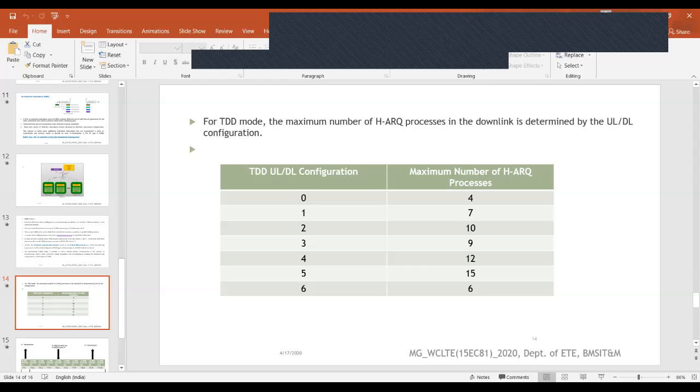This is the table which shows for TDD mode. How many hybrid ARQ processes in the downlink is determined based on the uplink downlink configuration. So here there are totally 7 configurations. TDD uplink downlink configuration, and for each configuration, what is the maximum number of ARQ processes? For configuration 0, it is 4. So minimum is 4 and maximum is 15 hybrid ARQ processes are allowed in one stretch, that is for configuration 5. Let me discuss this uplink downlink configuration in the next module.